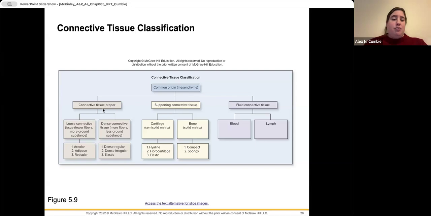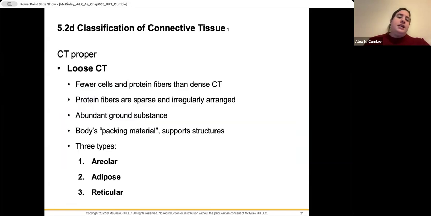We have connective tissue proper, which is going to have 6 different types of tissues that are classified as loose or dense. And then we have supporting tissues in here, which are going to be cartilage, bone, and blood. We won't get too much into lymph in this class. So let's get into loose connective tissue first.